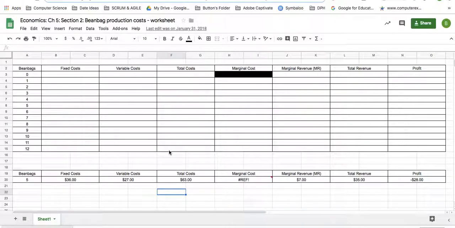Economics, Chapter 5, Section 2, Beanbag Production Costs. In this assignment, we'll be discussing how to use a spreadsheet to identify the different types of production costs.